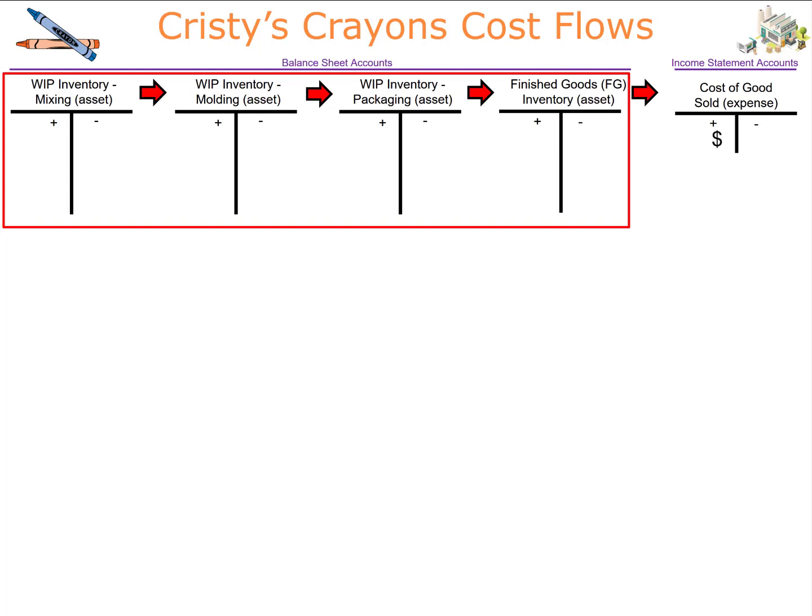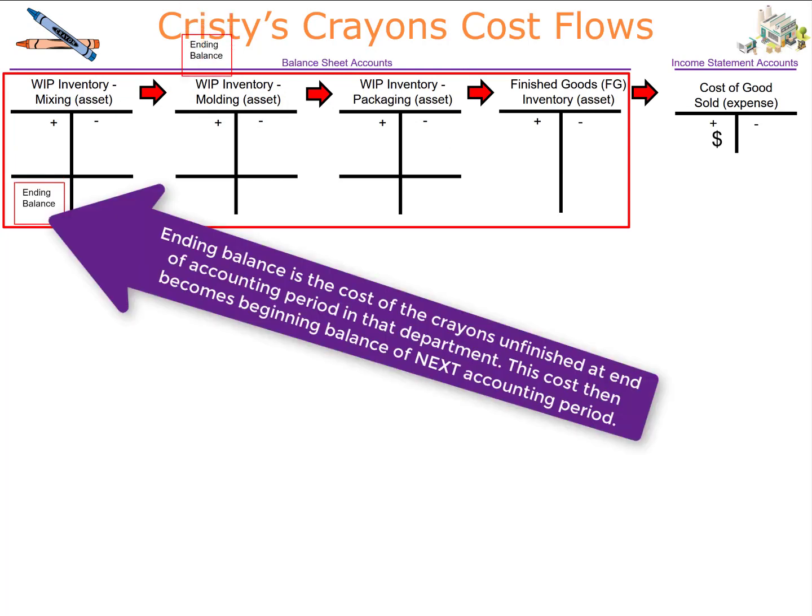So at the end of the accounting period, there will be some crayons still in the process of being mixed, some being molded, and some being packaged. The cost of these crayons still in process would be the ending balance of each work-in-process inventory account. These would then become the beginning balances at the start of the next accounting period. And naturally that means there were beginning balances for this period, which were the ending balances of the previous accounting period.